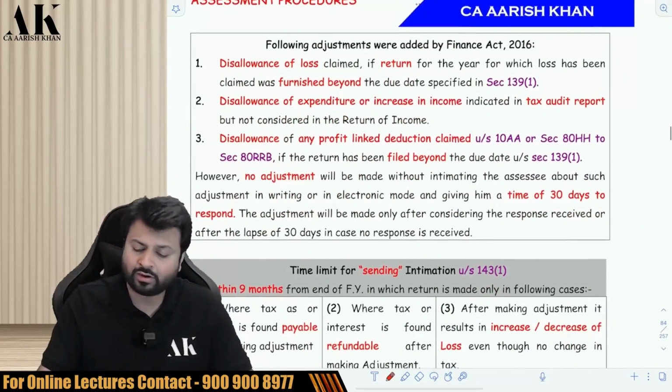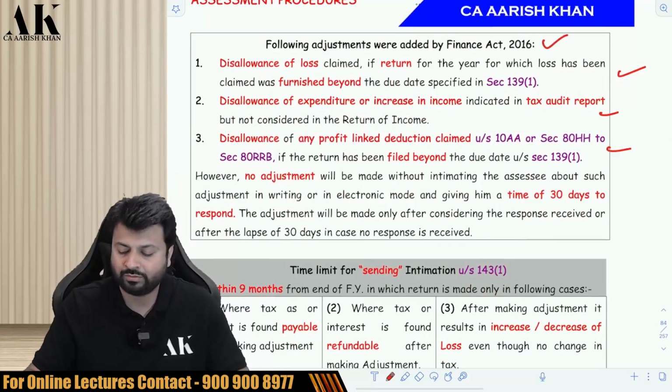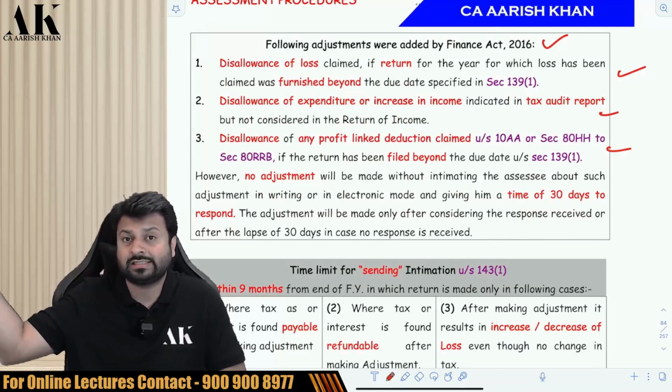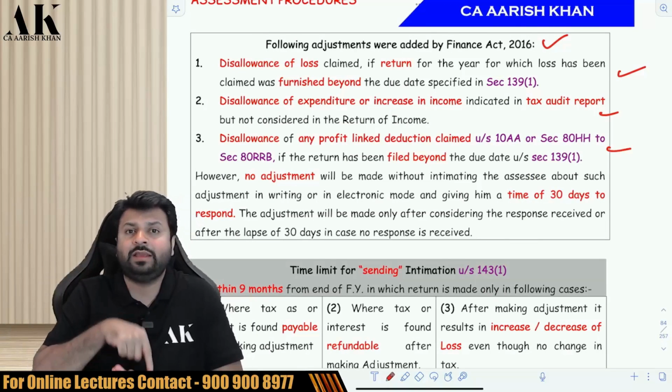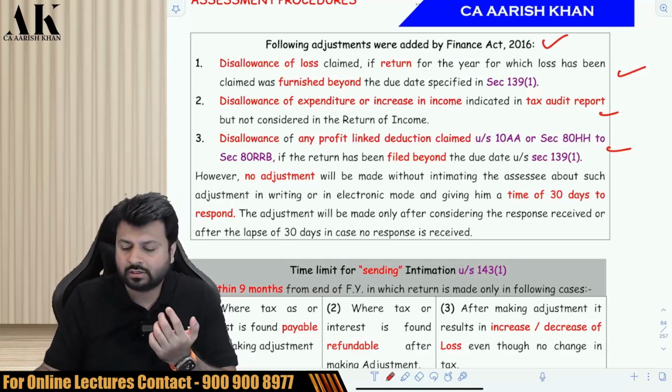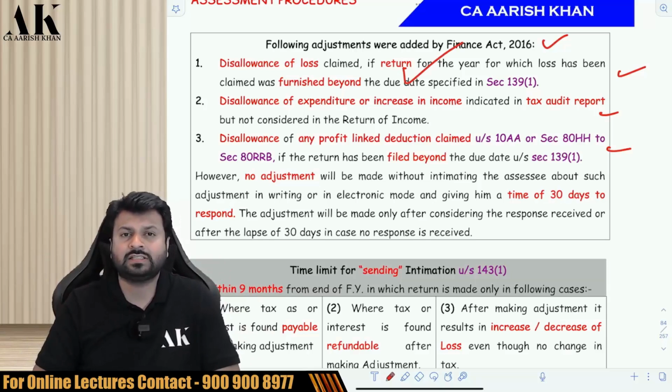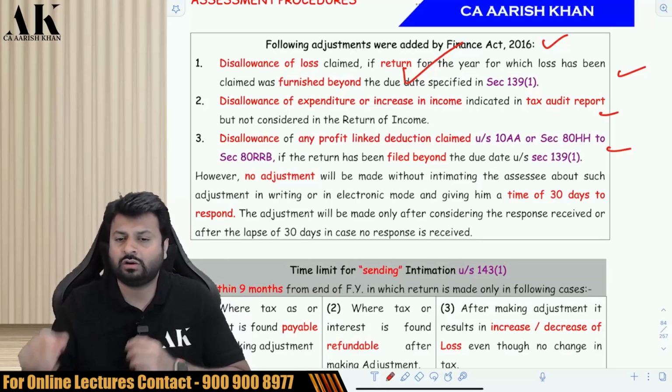Okay. Now later on in Finance Act 2016, the government has added a few more points over here. That is, if you had a loss in the last year, and you filed the return late in the last year, and then you are still claiming the deduction of that loss in the current year, the software will add back that loss, because that loss cannot be carried forward, especially if it is a PGBP or a capital gain loss, which is not allowed to be carried forward.